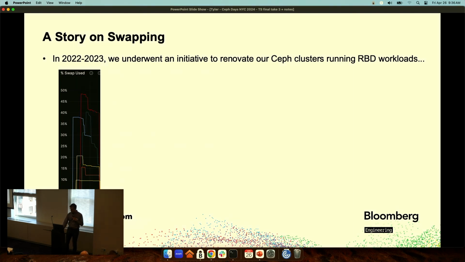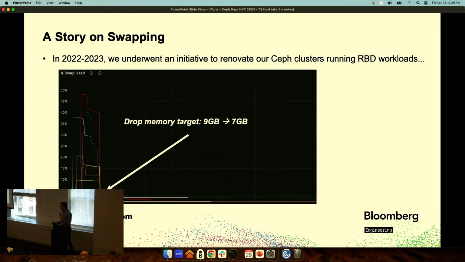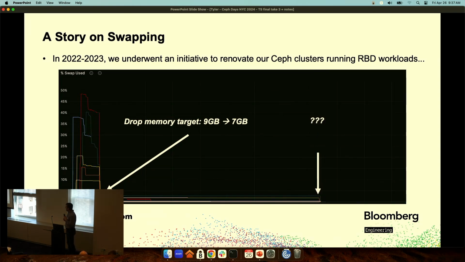The first thing we did is drop the memory target on some of the OSDs to buy us some time. But even though we dropped the memory target by 25%, there was still some swap, which was weird, right? We still had plenty of memory capacity before we dropped it, and then we dropped it and we're still swapping, even though our swappiness was set very low. So we wanted to understand what happened, and eventually we did figure it out. And the answer was not to turn off swap.